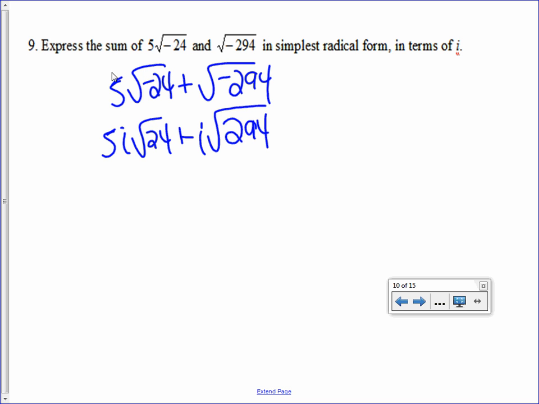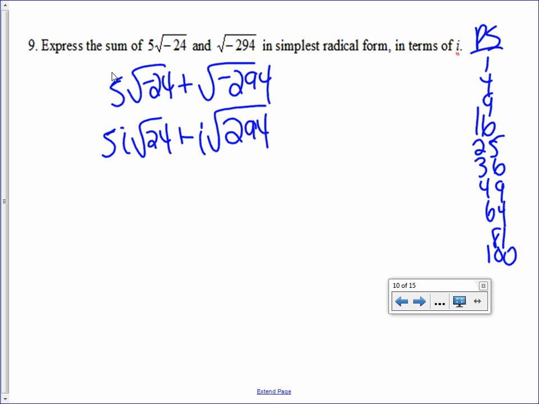Now, to reduce the radical, I'm going to make sure my perfect squares are written out. If you're too lazy to write your perfect squares, you get this problem wrong. Well, that's a poor choice that you made. Write your perfect squares out.